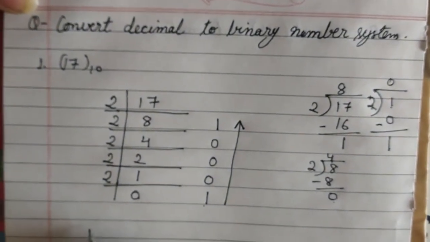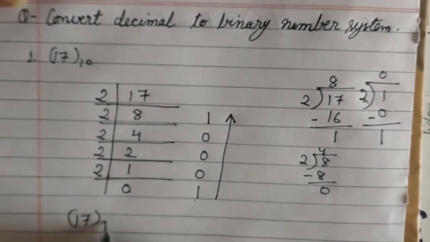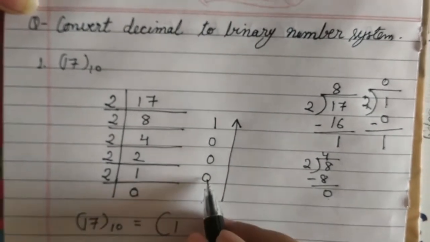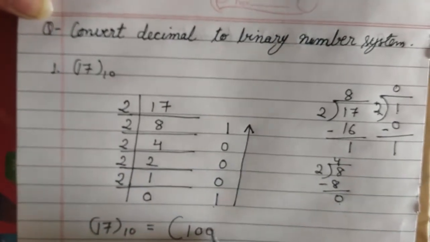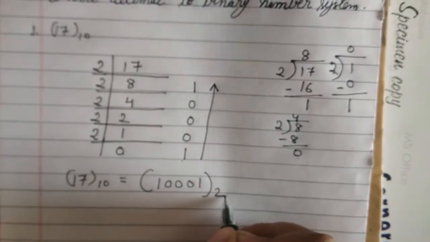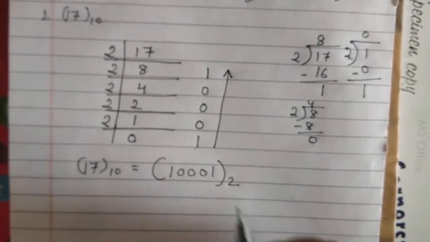Okay. So you have to write this one first. So let's see. 17 decimal number system equals to this one. 1 0 0 0 1. And the base is 2. That means this is binary number system.